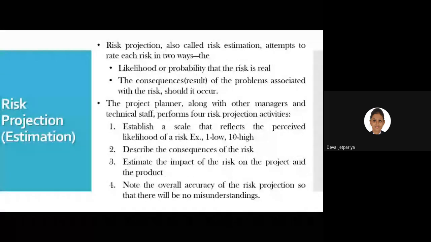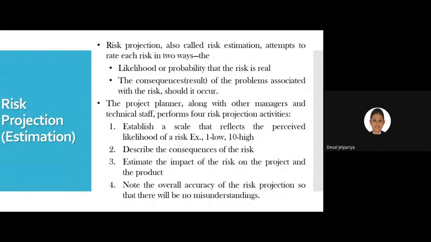Risk projection, that is nothing but estimation, the second term. After identification, we'll have estimation. So how will you estimate? There are two main ways: the likelihood or probability that the risk is real, and the second is the consequences of the problems associated with the risk should it occur. So there are two types of estimation that we can manage. Now in this, the project planner, along with the other managers and the technical staff, perform four risk projection activities.